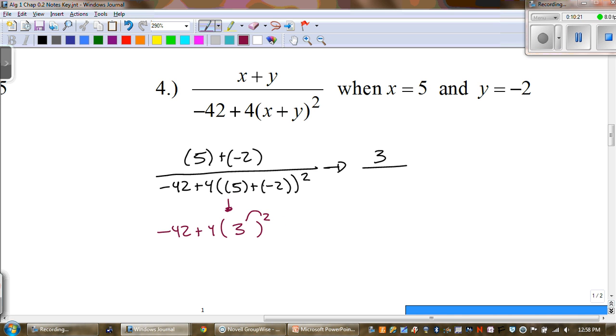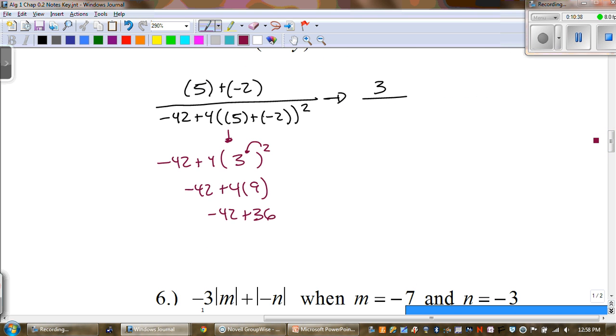Okay, and now I have to do my exponent. 3 times 3 gives us 9. And 4 times 9 gives us 36. Okay, so now -42 plus 6, that what we were just talking about. Set them up. We have to borrow. So we get -6. And now the last thing to do is to see if you can reduce, which you can. And we get -1/2. Okay?